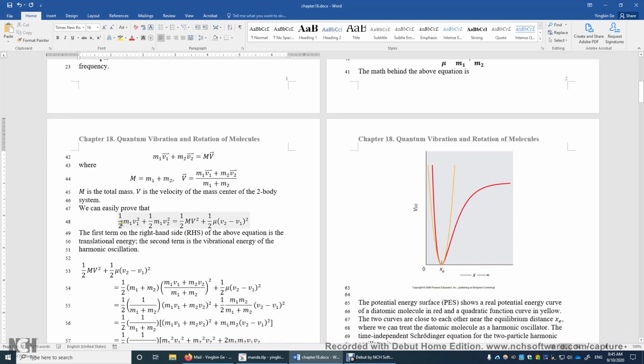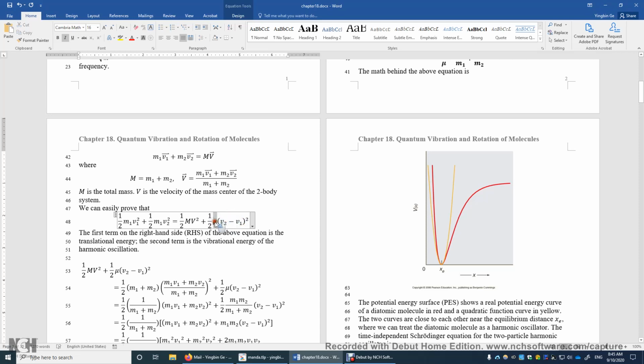We can easily prove that the kinetic energy in this system is equal to the kinetic energy in this system. On the left-hand side, you have the kinetic energy of mass 1 plus the kinetic energy of mass 2. On the right-hand side, you have the translational energy and vibrational energy. V2 minus V1 is the relative speed between these two masses, and this tells you how fast the vibration is.